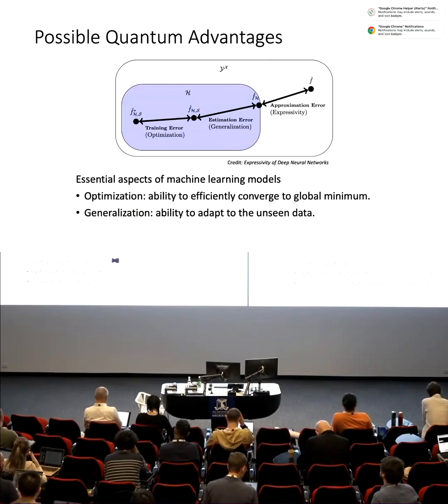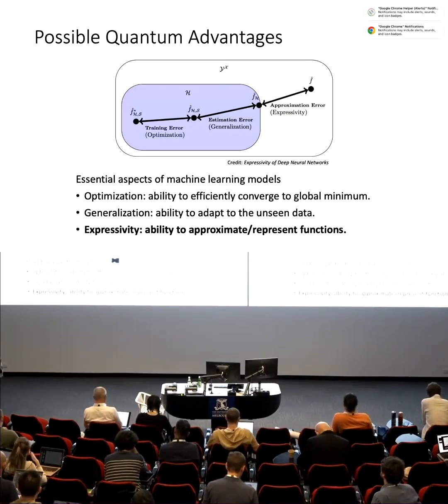And the third part is what we'll focus on today, which is the expressivity, the ability of a machine learning model to approximate, or say represent, functions.